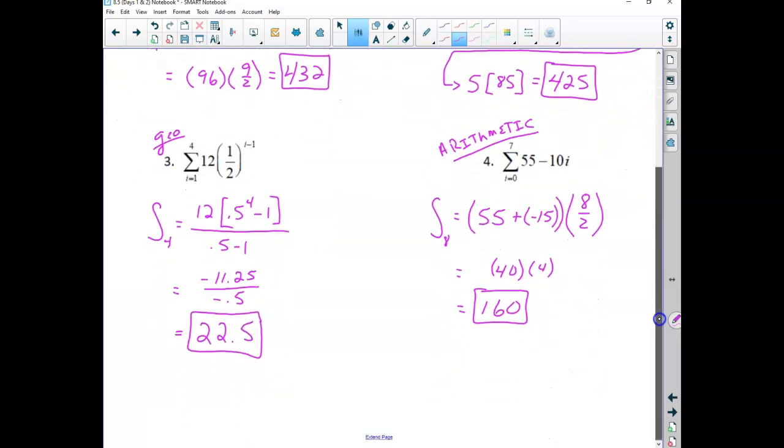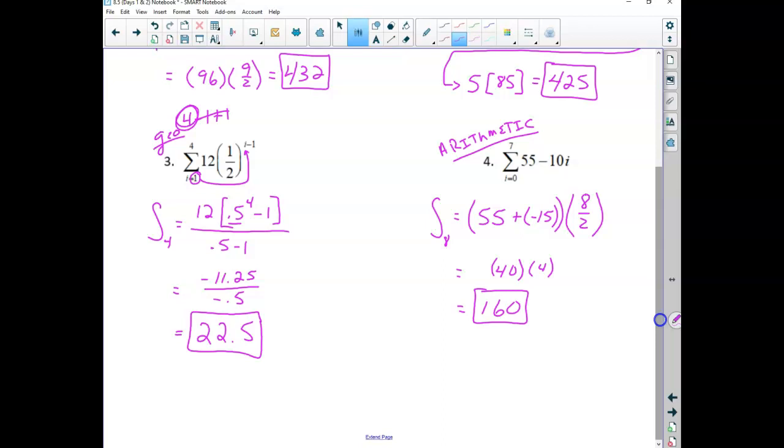Okay, my last 2 down here, number 3 is also geometric, and this is the sum of 4 terms because my upper minus my lower plus my initial term gives me 4 terms in this case. Well, when I plug my lower limit in there, I get 1/2 to the power of 0. Anything to the power of 0 is 1 times 12. So my first term is 12 times my common ratio is 1/2, which is 0.5 for the decimal freaks, raised to the number of terms we have, minus 1 all over my common ratio minus 1.